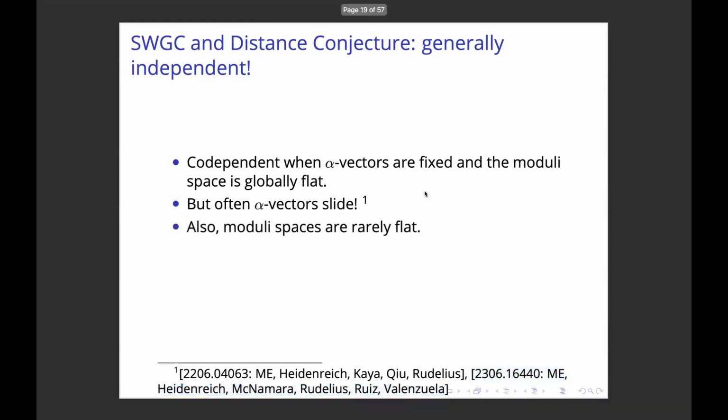Also, moduli spaces are rarely flat. Most of the time, it's only certain special slices of moduli space that are flat. Generically, moduli spaces are not flat. So, in general, the scalar weak gravity conjecture does not imply the distance conjecture. So for non-flat moduli spaces, or when alpha vectors slide around, the distance conjecture is not implied by the scalar weak gravity conjecture. Well, this can be somewhat disappointing if one was hoping that the scalar weak gravity conjecture was a local version of the distance conjecture.